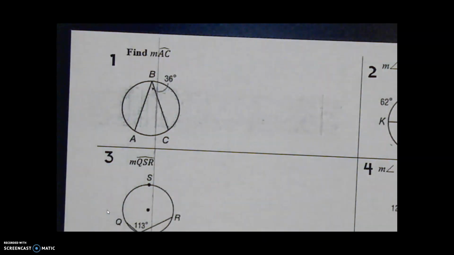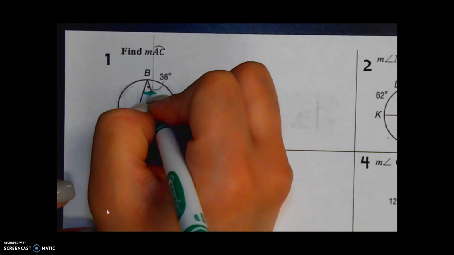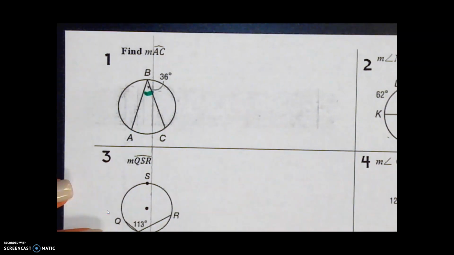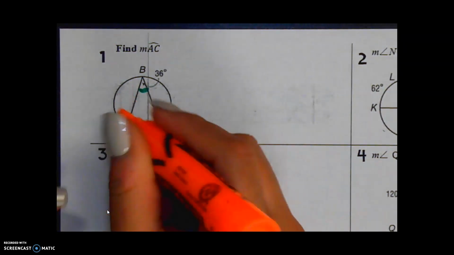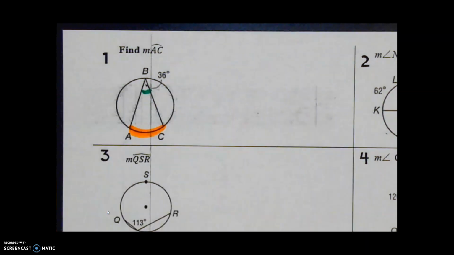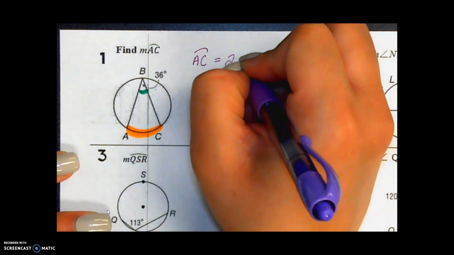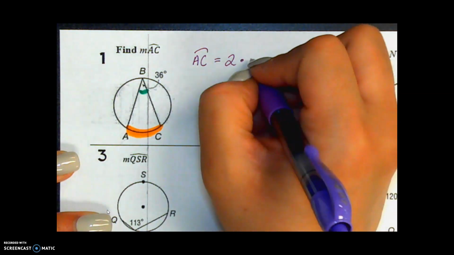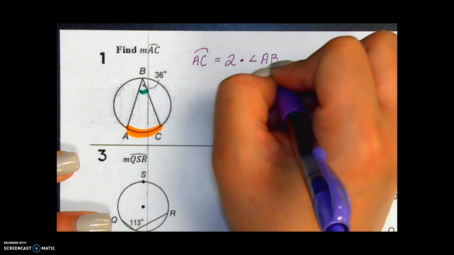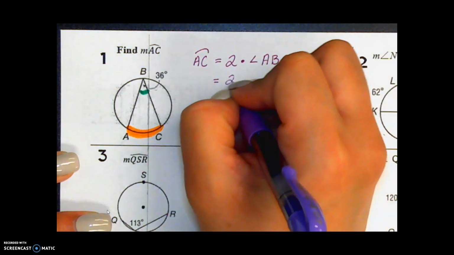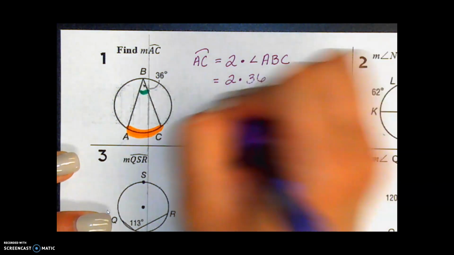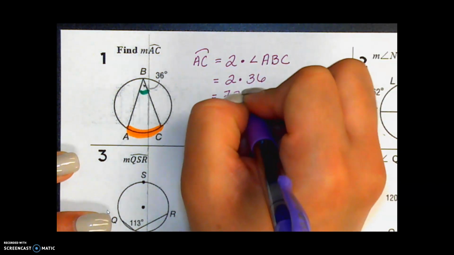I'm given an inscribed angle for number 1, so I want to find the arc AC. So if this inscribed angle right here is 36, I know that arc AC in orange right here is going to be 2 times that size. So arc AC is 2 times angle ABC. That means 2 times 36, which is 72.